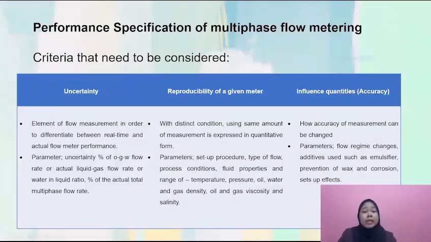And the last point is influence quantities. Influence quantities are to be understood as quantities that alter the specified accuracy of the measurement. It is important to specify what is influenced by the quantity in question and, if possible, to quantify the effect of the uncertainty of the measurement.